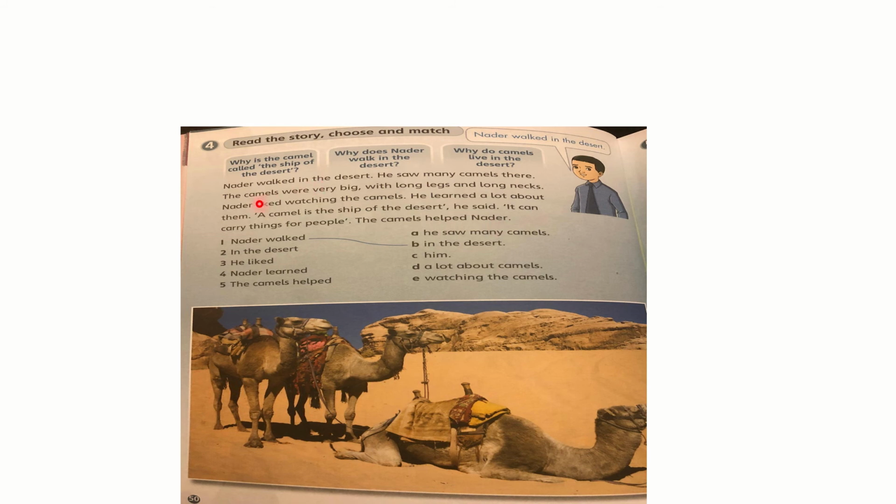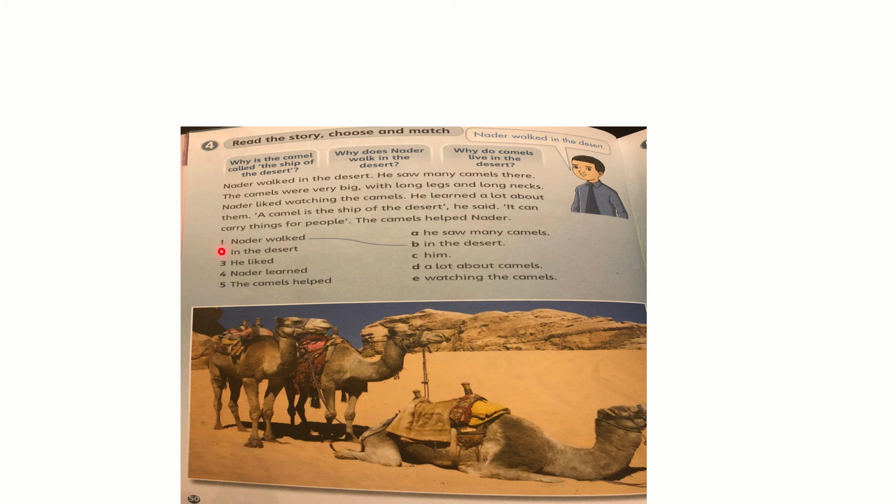Okay, let's start reading the lesson. Nader walked in the desert. He saw many camels there. The camels were very big, with long legs and long necks. Nader liked watching the camels. He learned a lot about them. A camel is the ship of the desert, he said. It can carry things for people. The camels helped Nader.